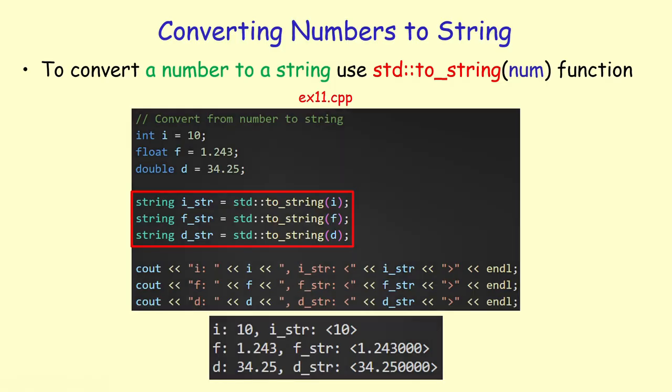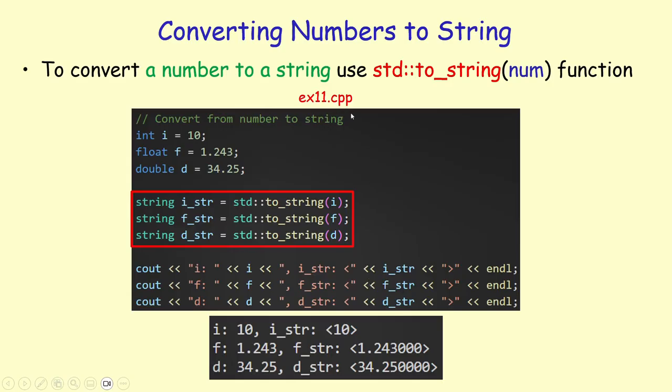In many applications, it will be necessary to convert numbers to strings. How do you do that? The easiest way is to use the to_string function from the string library. So here are three numbers: integer i, float f, and double d. All you have to say is to_string and pass the integer, to_string and pass the floating point number, or to_string and pass the double number. And this function is going to convert whatever number you pass into a string and return a string representation of that thing.